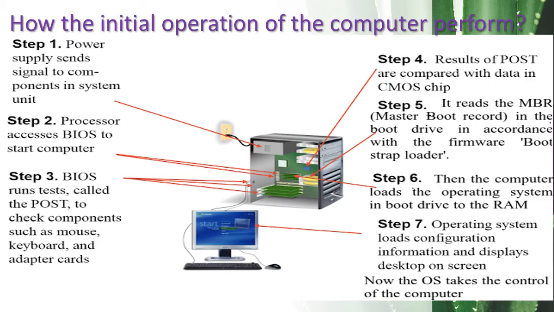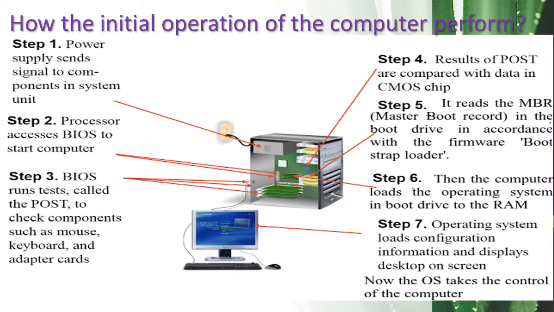How does the initial operation of the computer perform? When you power up the computer, it sends signals to the components in the system unit. Then the processor accesses BIOS, the basic input-output system, to start the computer. BIOS runs a test called POST to check whether its own components are working properly. It sends signals to the mouse, keyboard, and adapter cards. The results of the POST are compared with data in the CMOS chip.